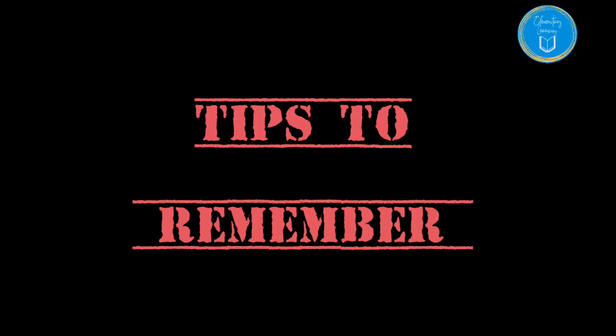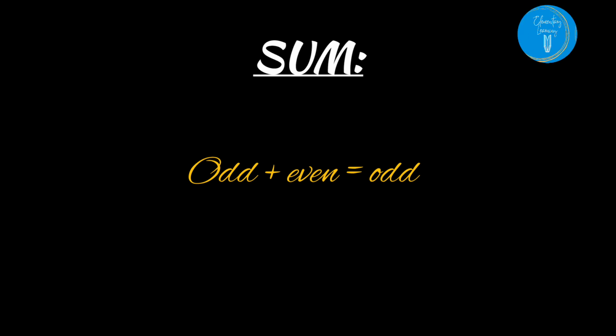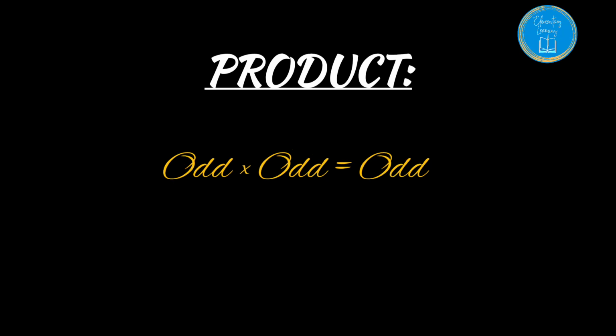In the end, I would like to share some tips to avoid confusion in remembering the properties. For the sum, when two same types of number are added, the sum will be an even number. And when two different types, like an odd number and an even number, are added, then the sum will be an odd number. For the multiplication, if we are multiplying any type of number with an even number, the product will be an even number, or else the product will be an odd number.